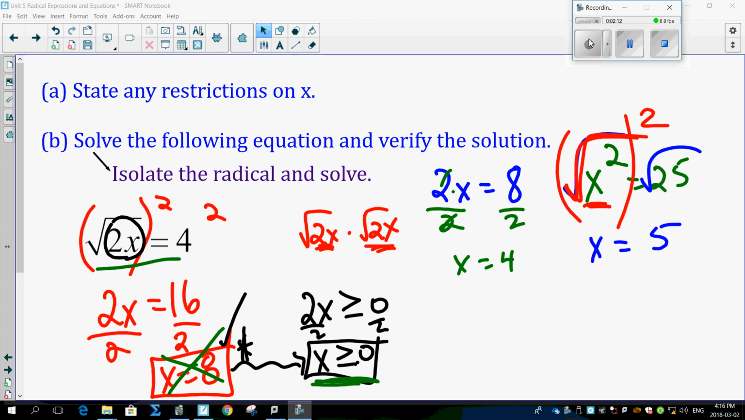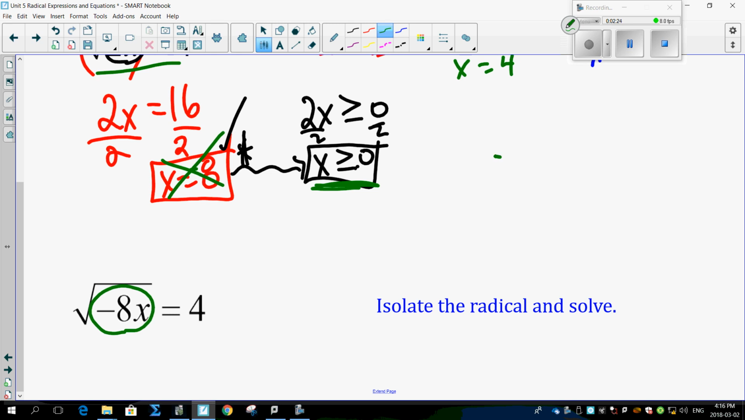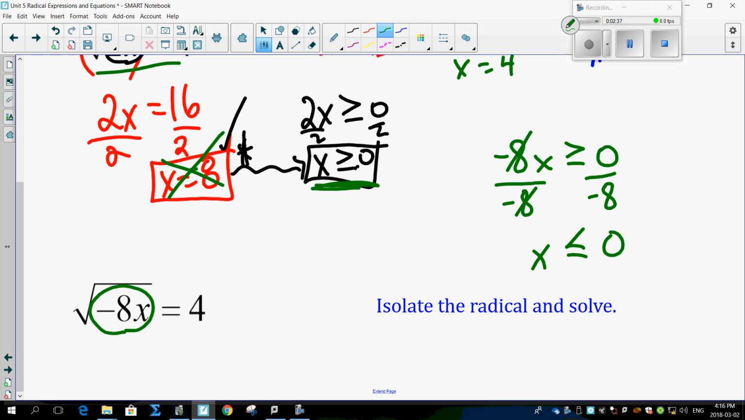So now let's start looking at this one. Okay, so instead of just going out and solving this blindly right away, let's take a look at the restriction for this, all right? Let's look at the restriction. -8x has to be greater than or equal to 0. Divide each side by -8, but do you remember what happens when we divide by a negative? Yes, that flips. So all the x's in this case have to be less than 0.